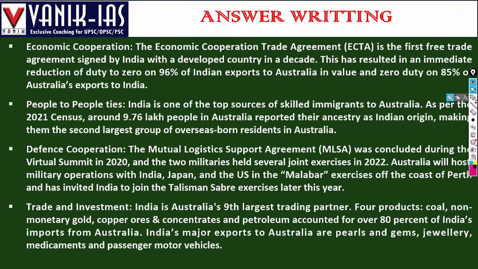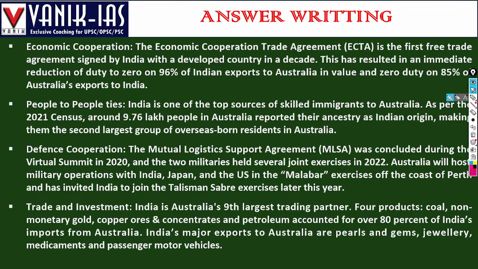Coming to the people, India is one of the top sources of skilled immigrants to Australia. As per the 2021 census, around 9.76 lakh people in Australia reported their ancestry as Indian origin, making them the second largest group of overseas-born residents in Australia. That means around 10 lakh people of Indian origin are in Australia.